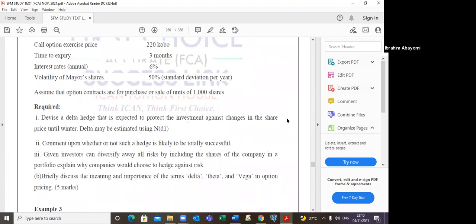Given that an investor can diversify away all risk by including the shares of the company in a portfolio, explain why the company will choose to hedge against risk. Do you understand that question?